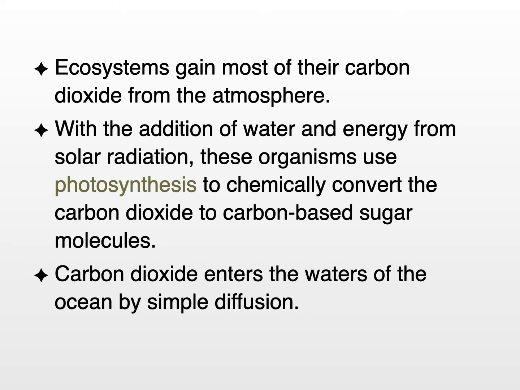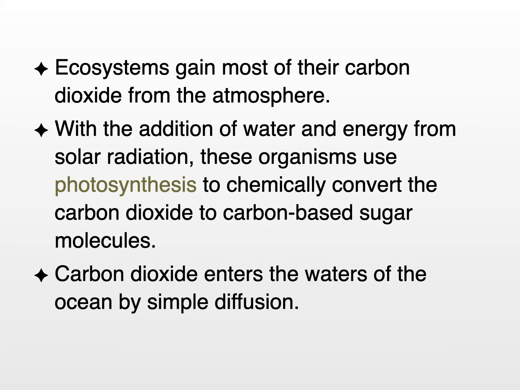Ecosystems gain most of their carbon dioxide from the atmosphere through photosynthesis. And then it gets passed on when plants are consumed by herbivores, and then herbivores consumed by carnivores. As we know, photosynthesis is the addition of carbon dioxide, water, and energy from the sun to produce a basic organic molecule known as sugar or glucose, and that's done in chloroplasts.